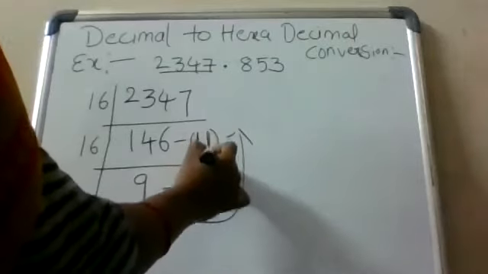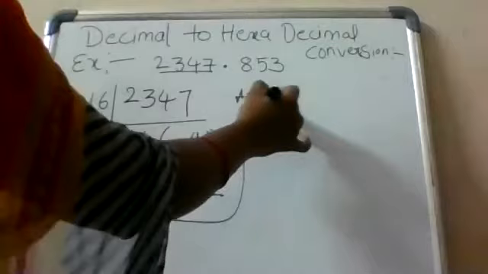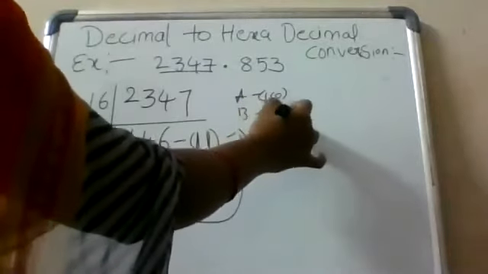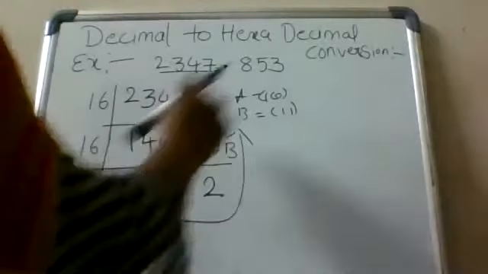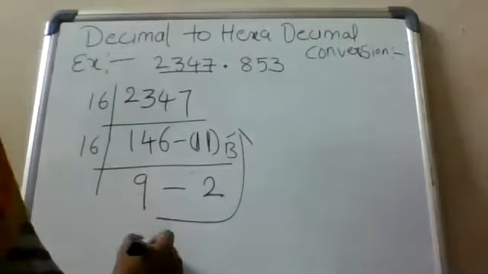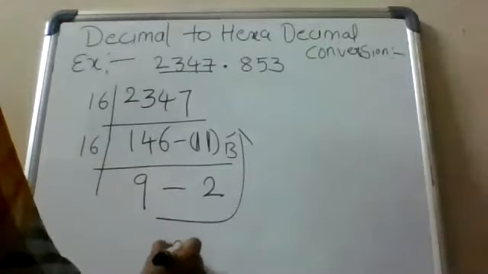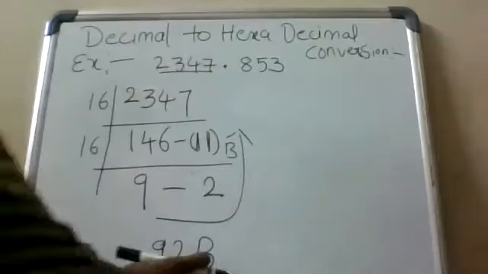So 11 means, in the hexadecimal number system, A means 10, B means 11. So B means 11 here. So it is 92B. For this part, this is the answer.